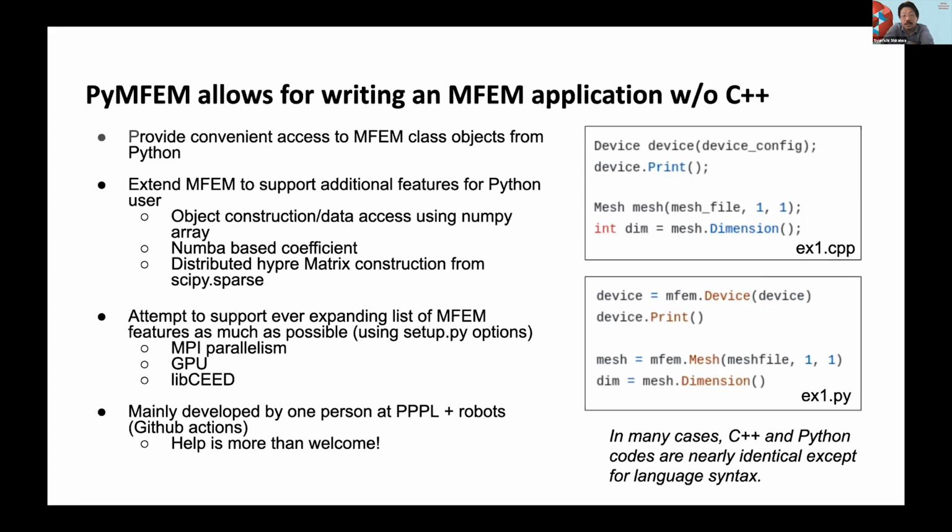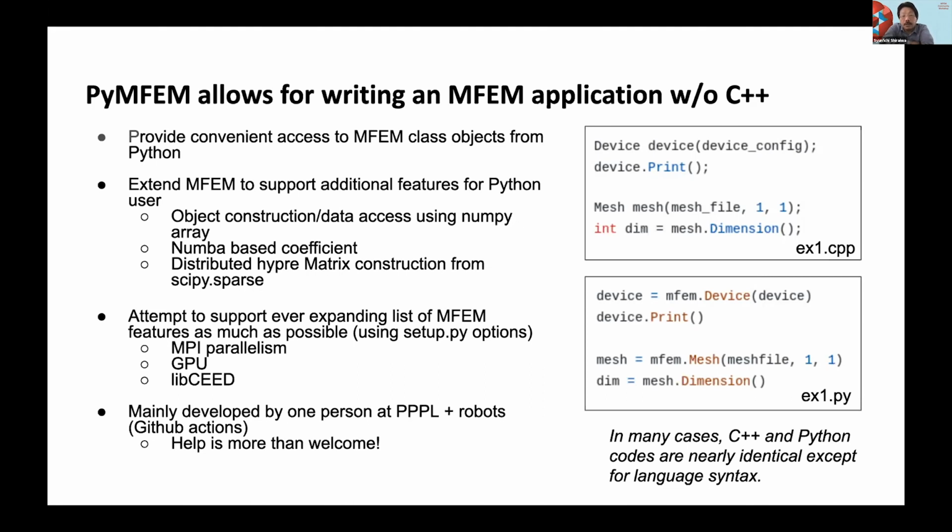We also support MPI-based parallelism, and often, as you know, the matrix in the MPI version is distributed. So we provide access to such a hypre distributed matrix, and we provide a tool to convert it to a SciPy sparse matrix in Python.